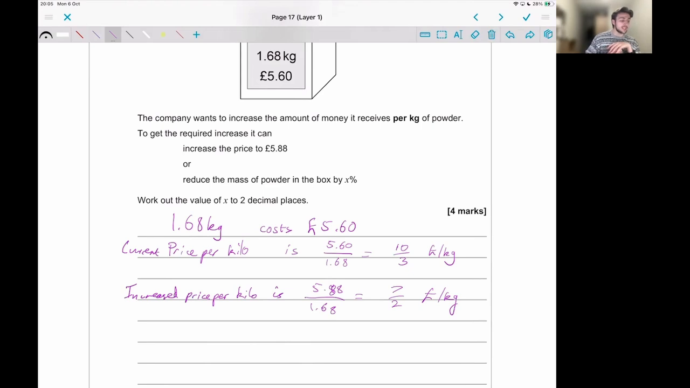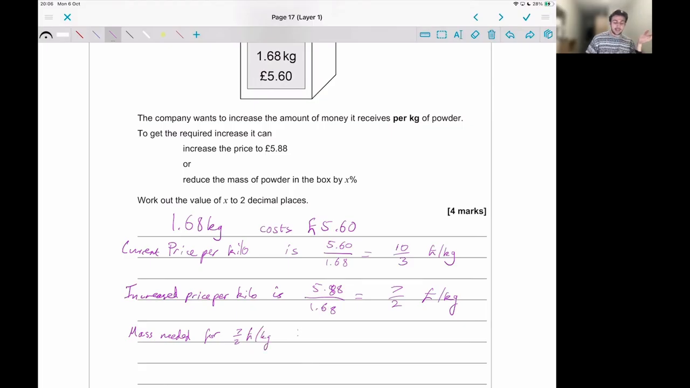Then the mass needed for the increased pounds per kilo. So we've worked out the current price per kilo and the increased price per kilo they want to get to. 7 over 2, 3.5, is bigger than 10 over 3, 3.3 recurring. So they just want that price per kilo to bump up a little bit. If we sold it for the same amount but reduced the amount in the box, how much do we have to reduce the amount in the box by to get 7 over 2 as our price per kilo? So we're going to look for the mass needed for 7 over 2 pounds per kilo.